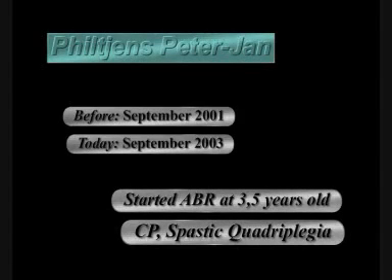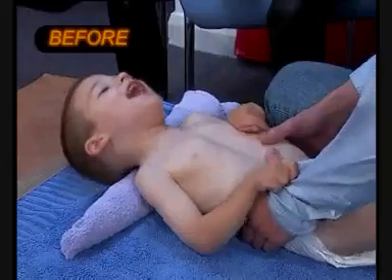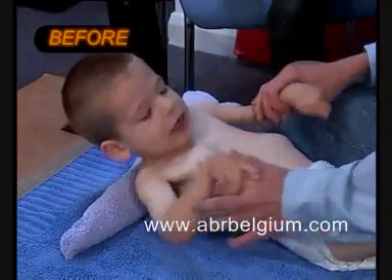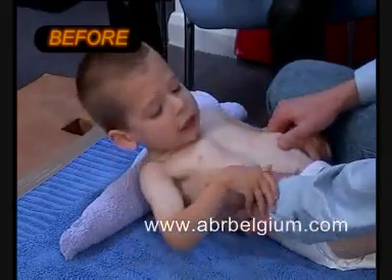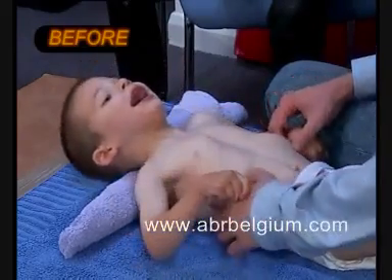Both children and young adults, over the period from September 2001 until September 2003. First case is an example of severe spastic quadriplegia. By the age of 3.5 years old, this child is severely spastic, cannot sit, doesn't use his hands at all, despite intensive physical therapy for all these 3 years.